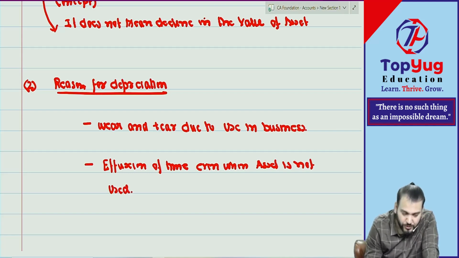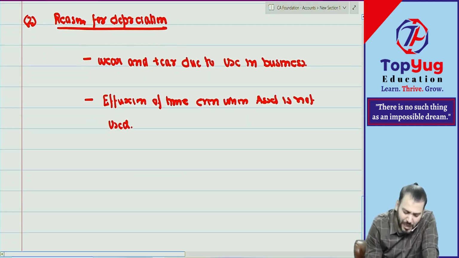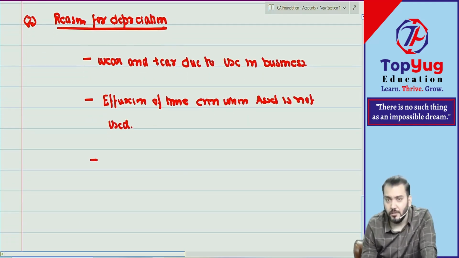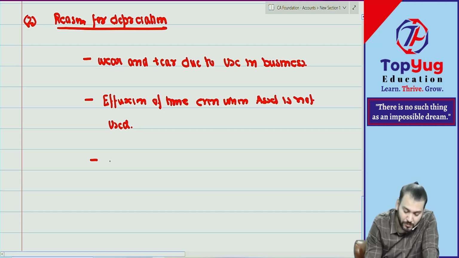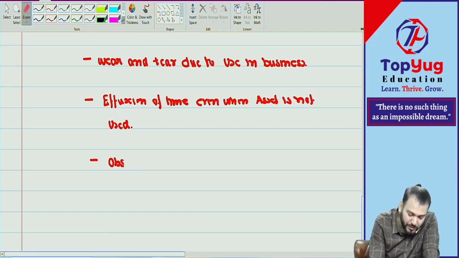This point, have you understood? Or due to what might the asset become obsolete? So due to obsolescence. The asset may become obsolete. It is known as what?